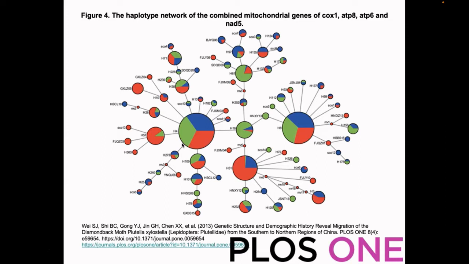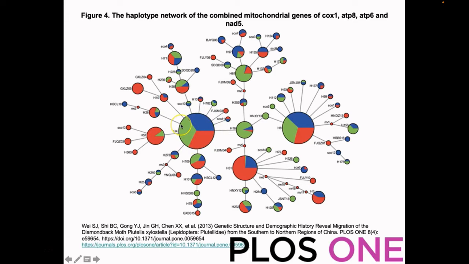And here's what it's showing you. The size of these circles corresponds to the number of individuals that have genetically identical, in this case, mitochondrial DNA. So this is showing you individuals of the diamondback moth. And so you can see that there's a lot of diamondback moths that have genetically identical mitochondrial DNA corresponding to this mitochondrial DNA haplotype, referring to the DNA sequence of that particular strain of mitochondrial DNA.